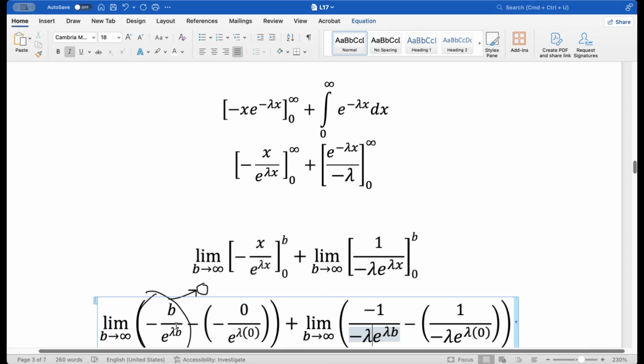Now, this is L'Hopital's rule here. In this first expression, we have infinity over infinity. You do L'Hopital's rule, and you will end up with a constant on top. The derivative of b is just 1, whereas the bottom is going to stay exponential and go to infinity. So this is L'Hopital's rule here.